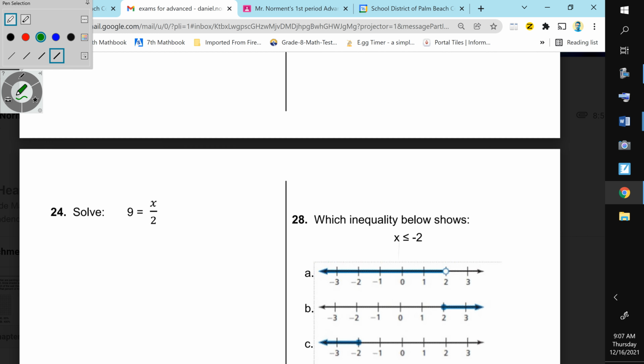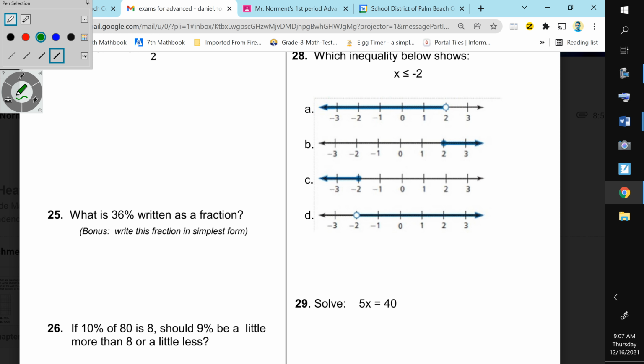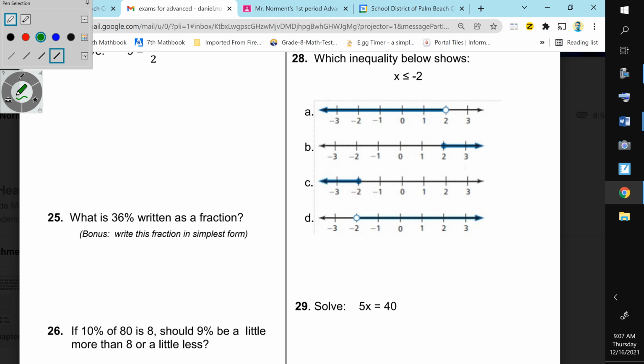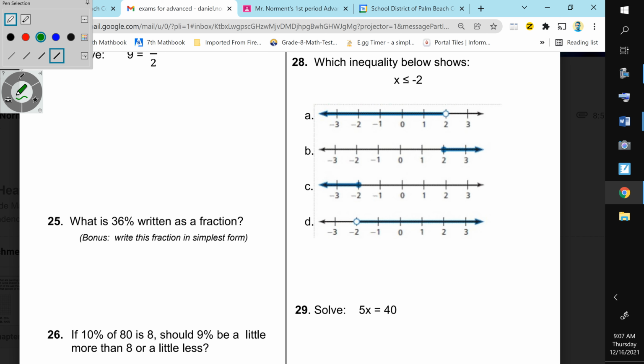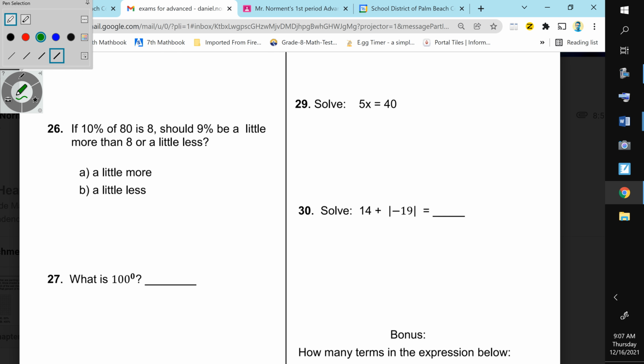Number 28, which inequality below shows that? You better figure this out because of this and because of this. Those are your two hints. Number 29, you need to divide both sides by 5, okay? Cross out the twins, and x is going to equal something. Number 30, when you take the absolute value of a number, it is always going to be positive. So all you have to do is add those two.